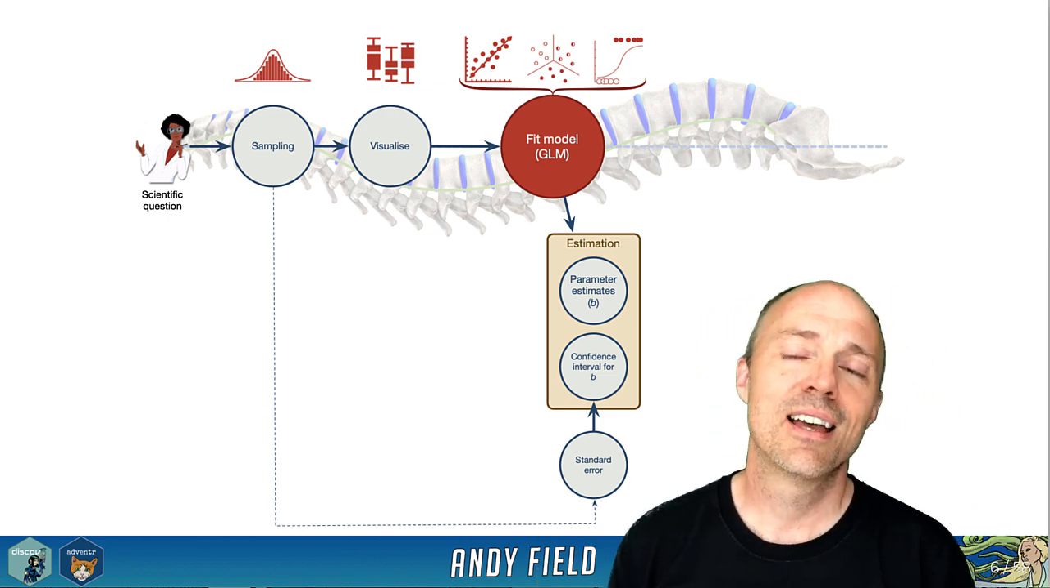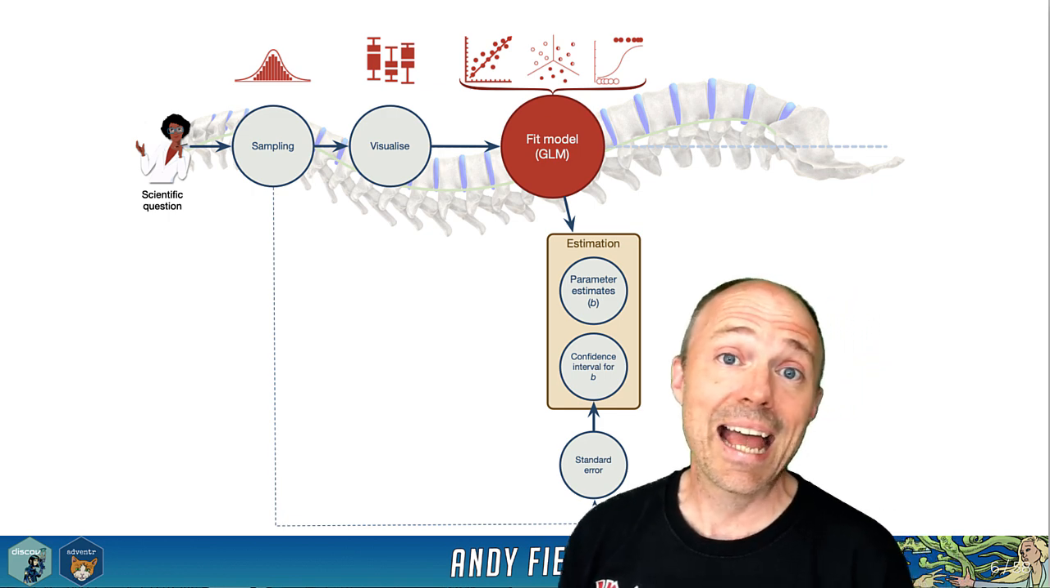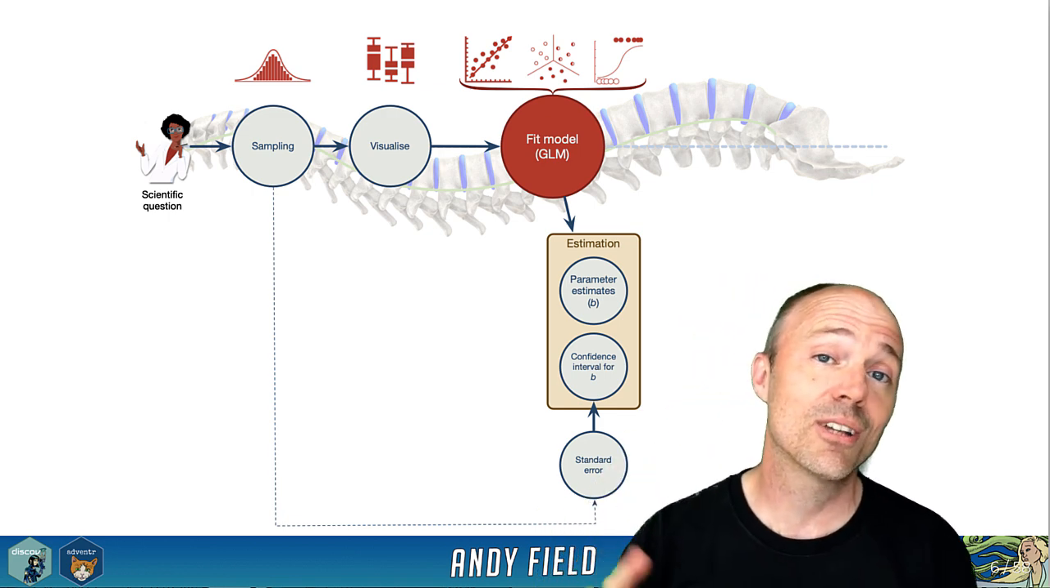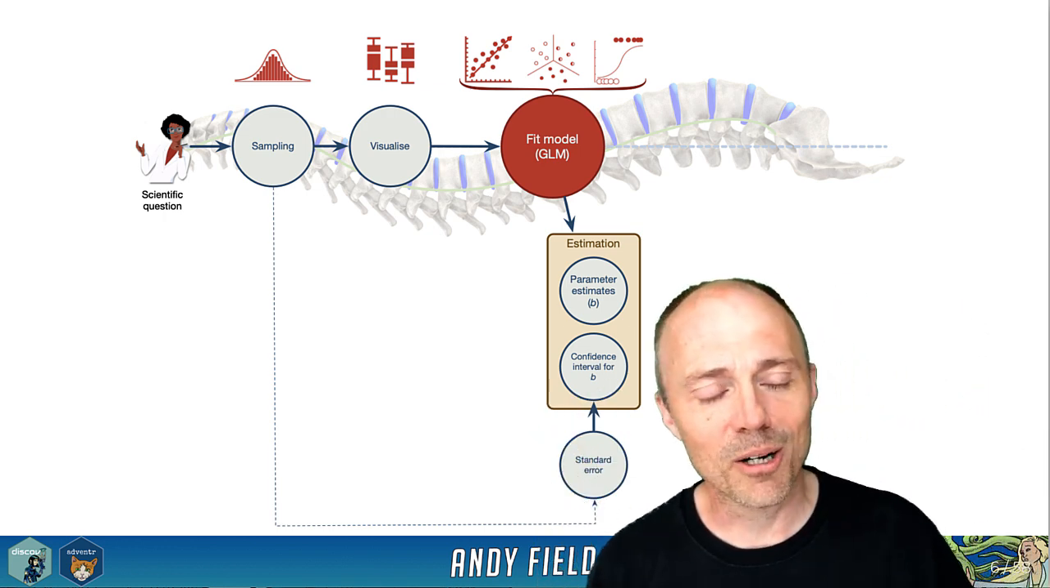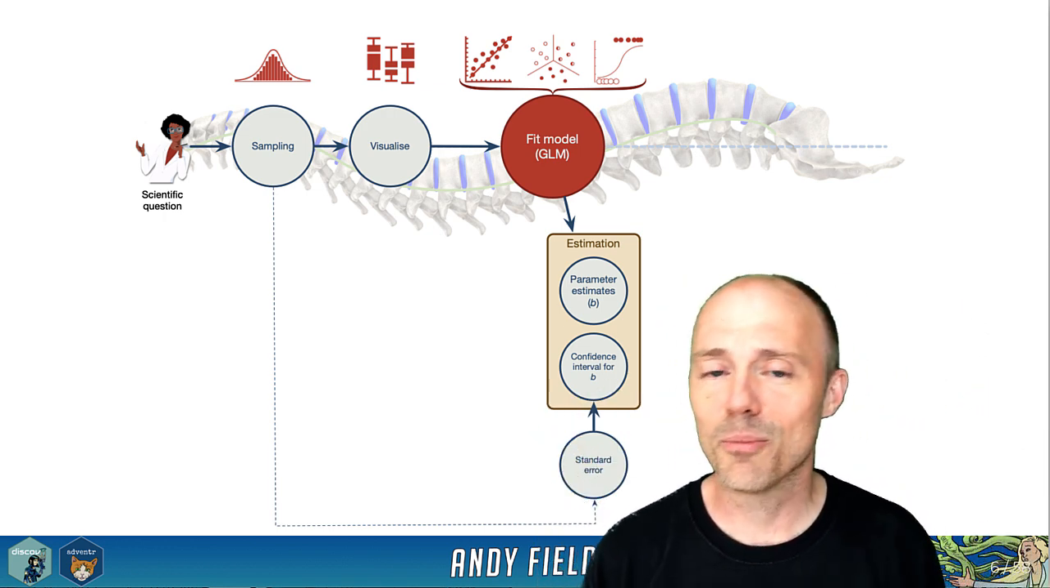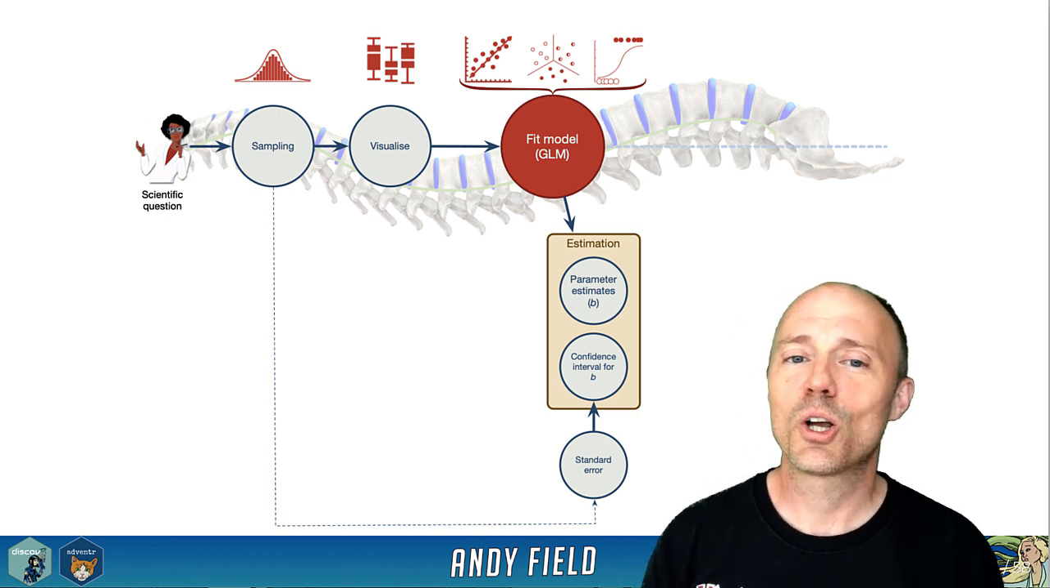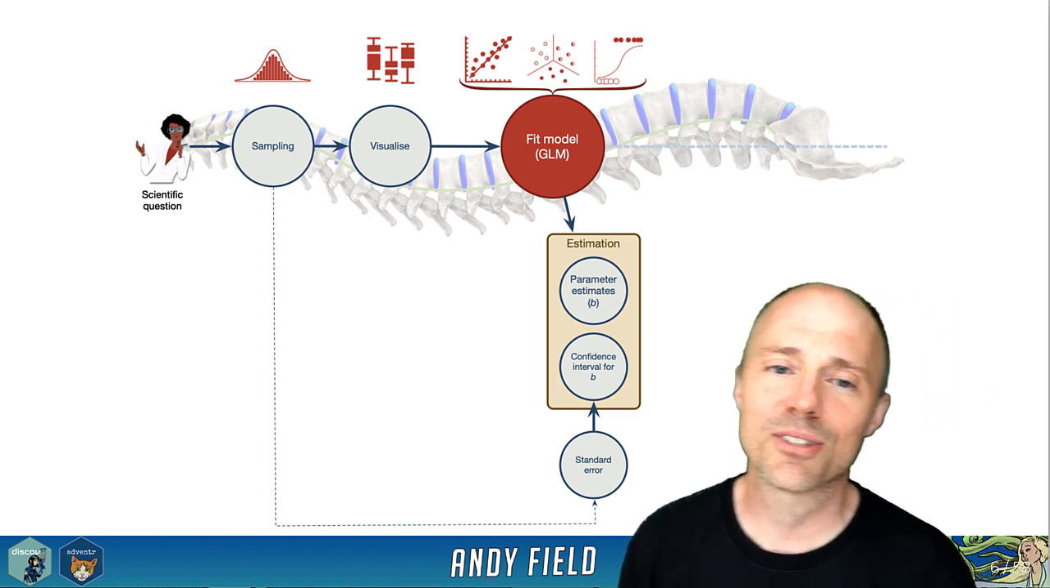The first is you can have what's known as a point estimate. So this is a single value that tells you, well, as this variable changes by 1, this other variable changes by 2, for example. So it's a single value that quantifies the effect that one variable has on another.